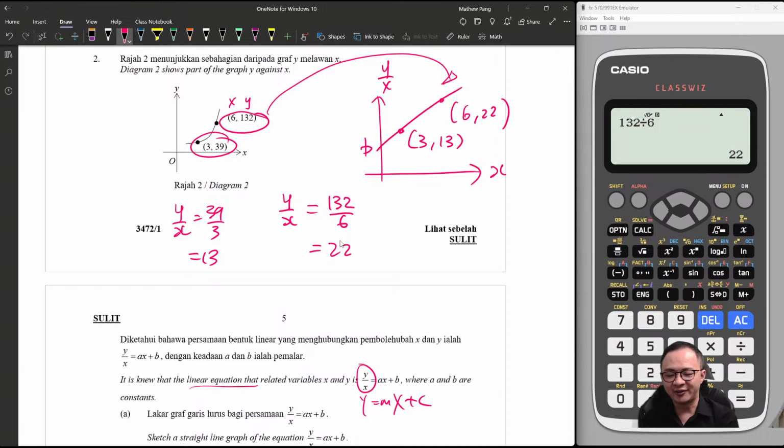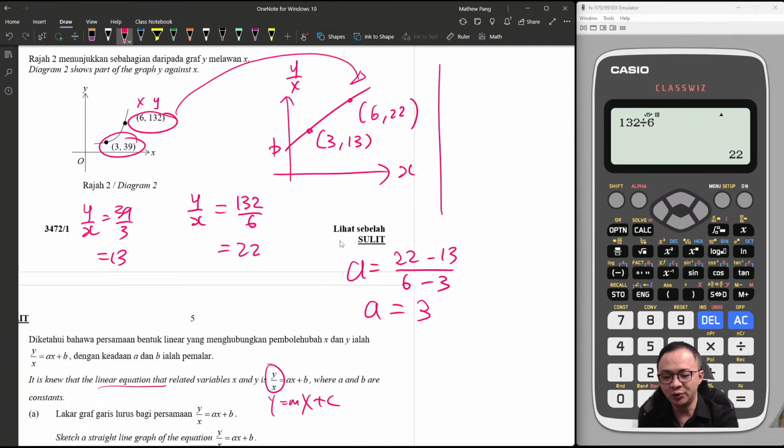Then now we can find the gradient. The gradient here is a, right? So a is the gradient. So I will do change in y over change in x. So this one should be 9 divided by 3, which is 3. If the gradient is 3, then we can do y over x equals mx plus c. We don't have c, we have b. Insert any coordinate to find b. So let's say I insert 3, 13. So 13 equals 9 plus b, b is 4.